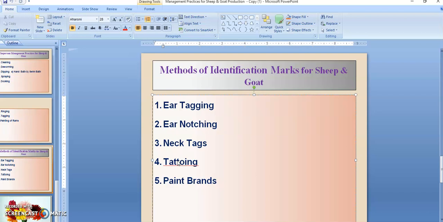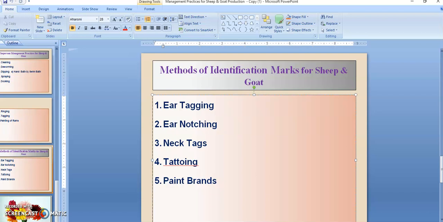Then next is the pen brand method. The pen brand method is one of the most important methods. Pen brands are quickly applied and are quite reliable. We use various paints for the branding of animals. Commercial branding fluids will remain on the sheep for a year, and may be removed from the fleece in its regular scouring process. So this is one of the most important methods of identification marks for sheep and goat.